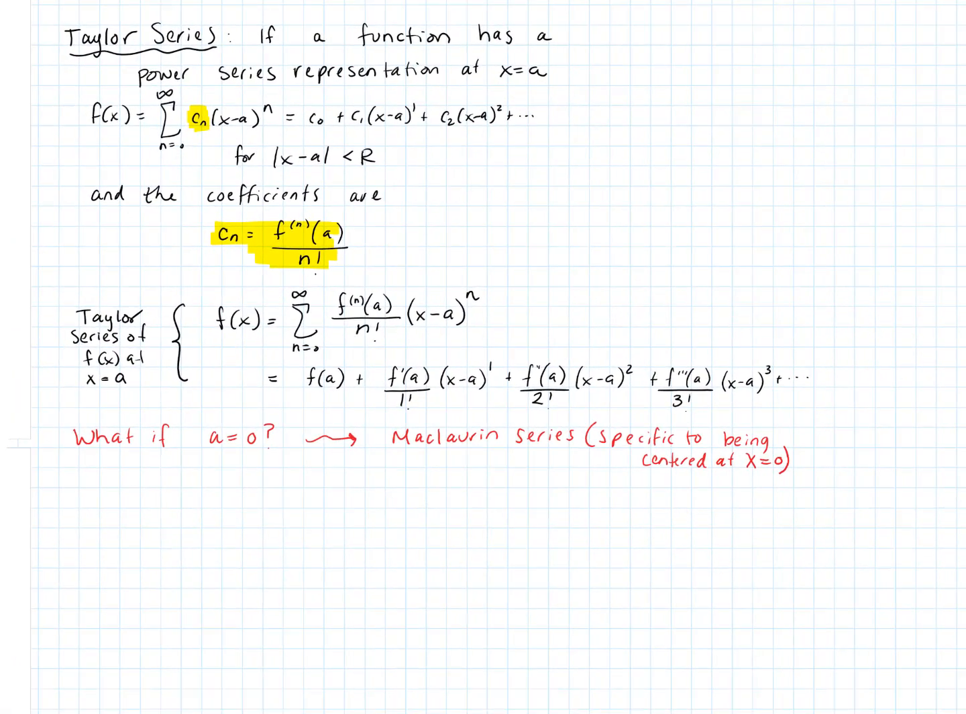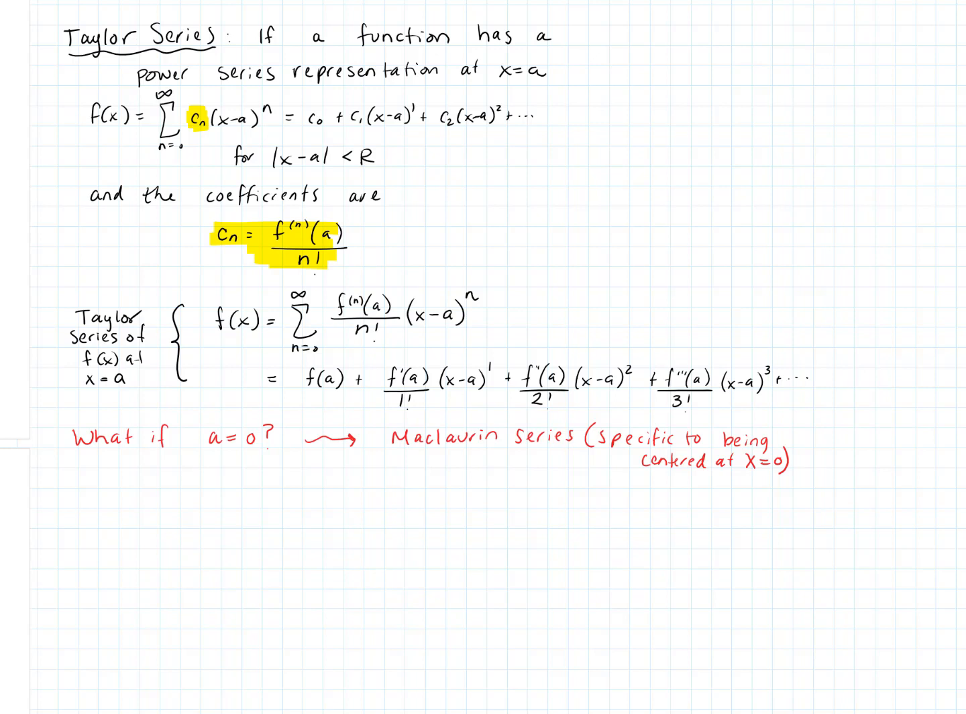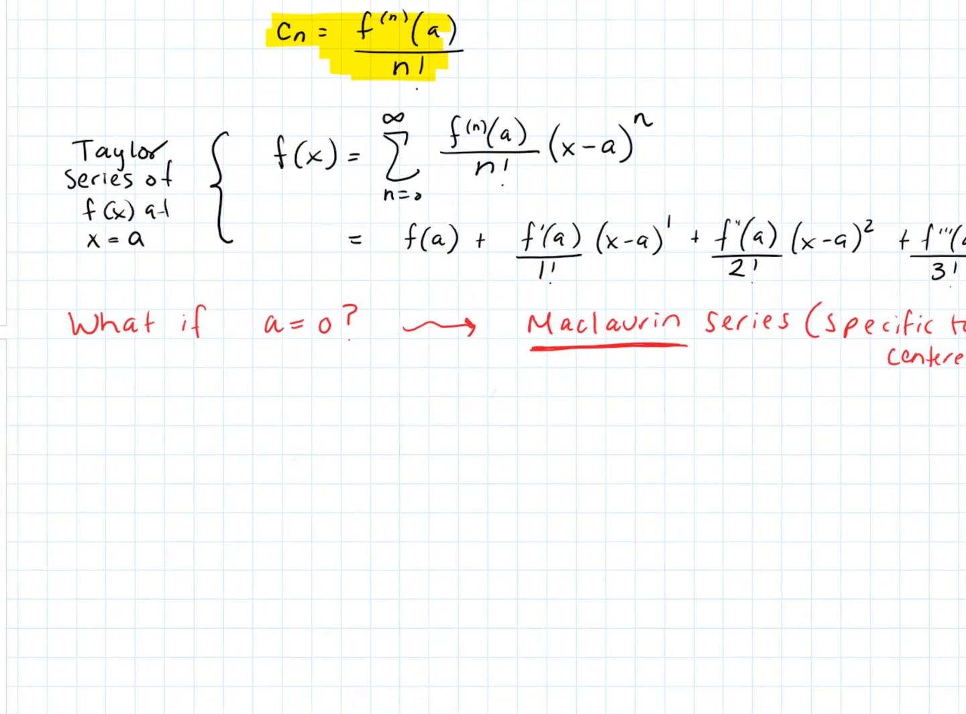We often want to look at a function's expansion, its power series representation, where we are at 0, 0 being the center point of our rectangular coordinate system or x-axis. And so we do look at this an awful lot. Maclaurin series are centered at 0. So what if a equals 0? Then we have what is called the Maclaurin series of f of x.